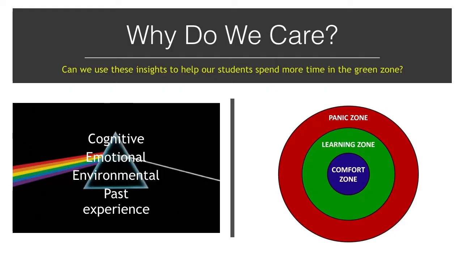And so now that we all know what we're talking about with the 4 elements that influence learning, the next question is, why do we care? Why is it worth our time to be learning about this? How is this information valuable to us? Can we use these insights to help achieve our goals of facilitating learning, creating opportunities for our students to spend more time in the green zone? How can we accomplish that?